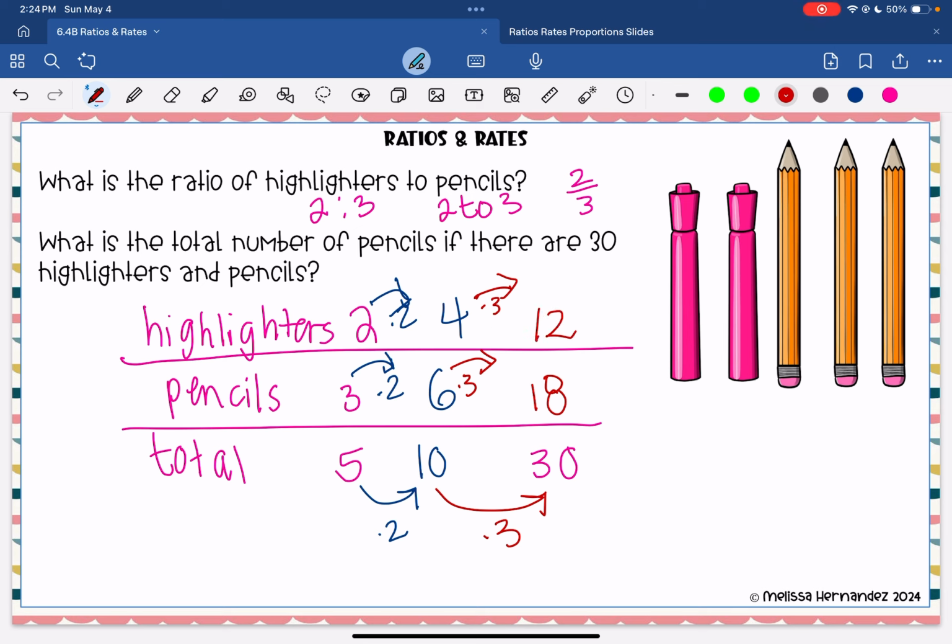Let's go back. Is it asking for the total highlighters or pencils? And in this case, it's saying pencils, so there would be 18 pencils. All right, let's do another problem.